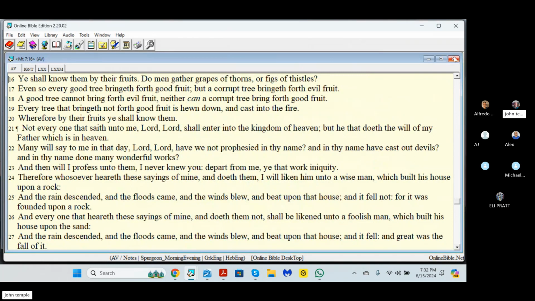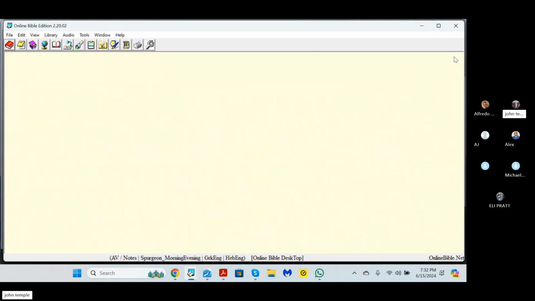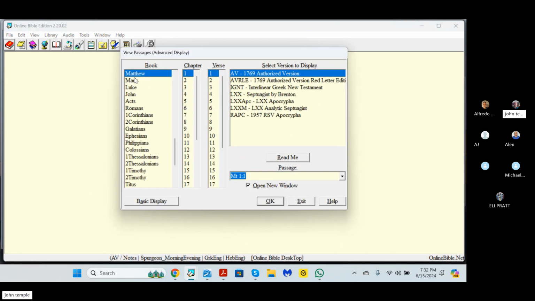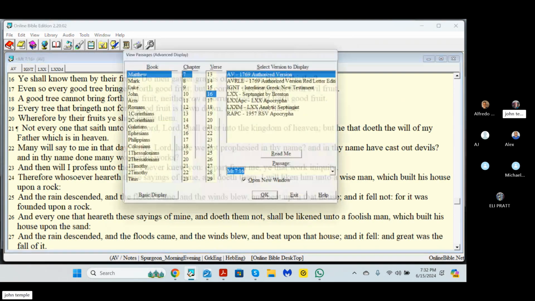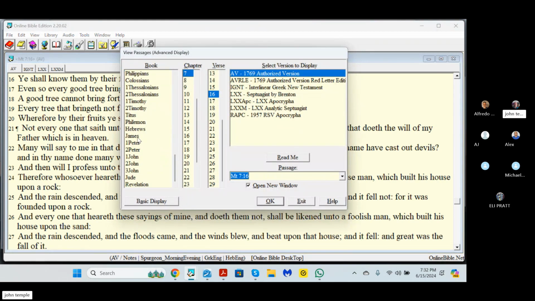And then in James 3:12 seems to be reminiscent of this Matthew 7:16. Let me just look at 7:16 real quick and remind you that you shall know them by their fruits. All right, and then James 3:12.